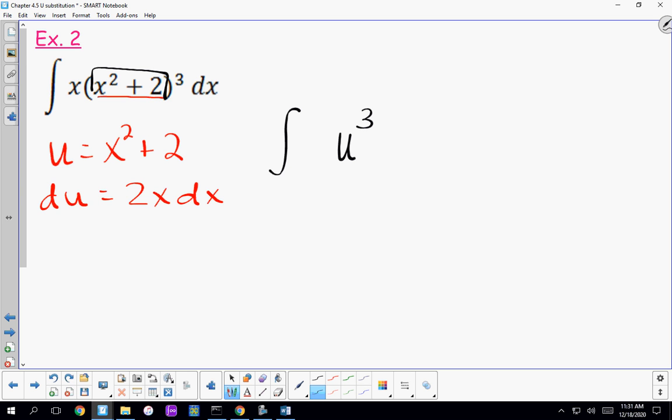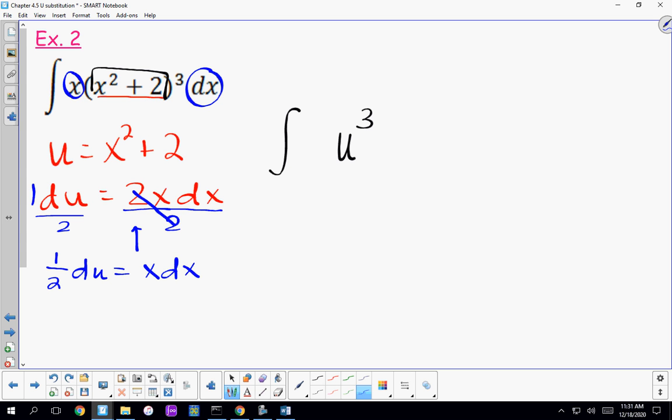Okay, the problem in this example is that I see this x times dx here, but I have this 2. And so remember, we want to know what x dx is equivalent to. So we can actually isolate it by dividing both sides by 2. So on this side, I get 1/2 times du equals x times dx. So it's a lot of kind of manipulating to get it to look like what we want. We wanted it to just be x dx so that these can swap out and this can come in.